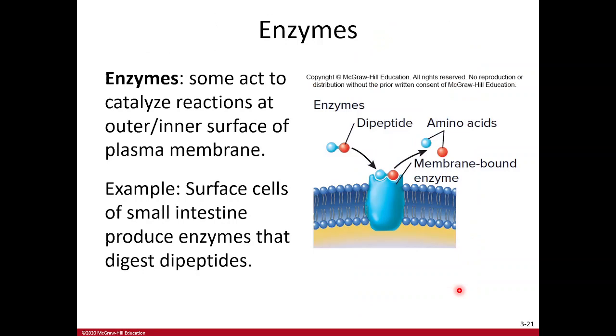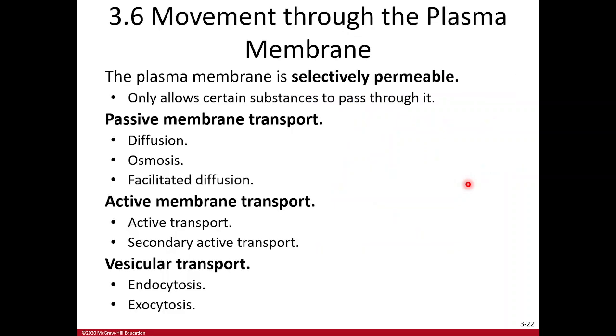Enzymes are catalysts. They can increase the speed of chemical reactions, and some of these enzymes are located within the plasma membrane. For instance, in the case of enzymes located within the intestines, when they bind proteins like the dipeptides, they can break down these dipeptides into amino acids so that these amino acids can be absorbed by the intestinal cells, and then we can perform metabolic reactions with them.